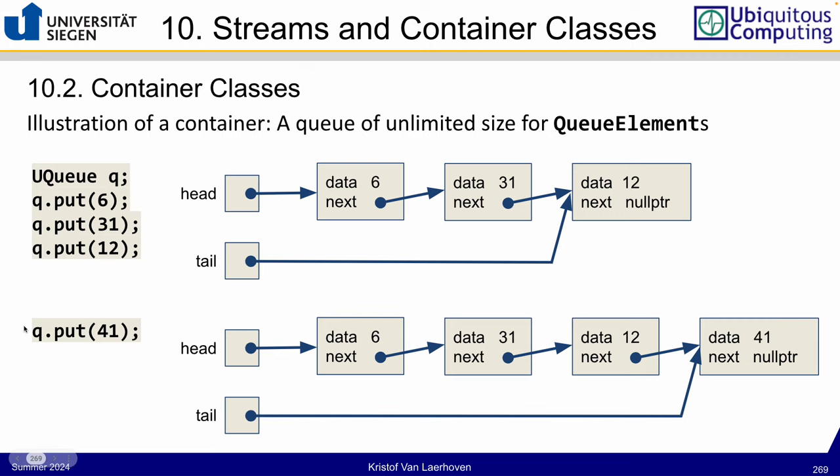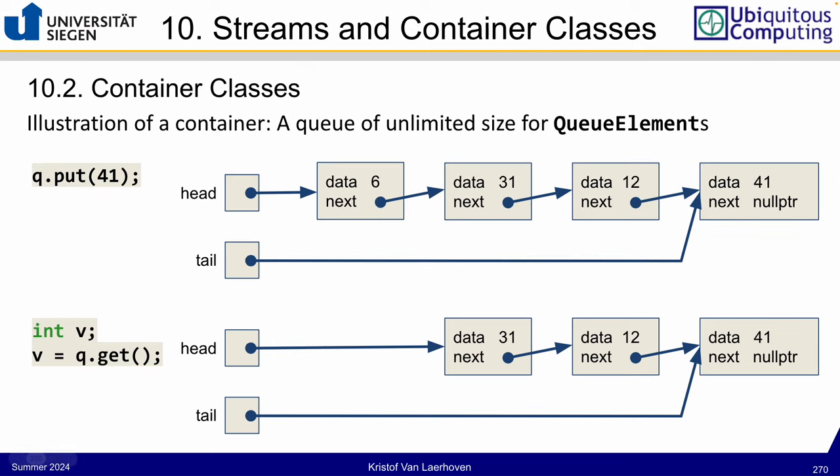Again, quickly, because there's not that much time anymore, and I wanted to not make it too long today, getting something from the queue is exactly the same. You look at where the head is pointing to, that is this queue element over here. You get back the result from that, which is a 6. That is what is put into V over here.